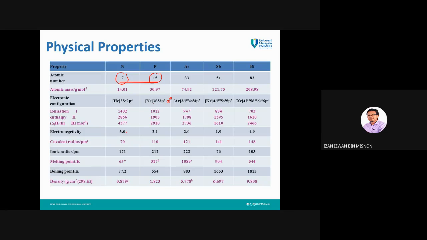Regarding the electronegativity, nitrogen has an electronegativity of 3.0, decreasing to only 1.9 for bismuth. As the size increases going down the group, the covalent radius and ionic radius are also increasing. The melting point, the boiling point, and the density are also increasing going down the group.